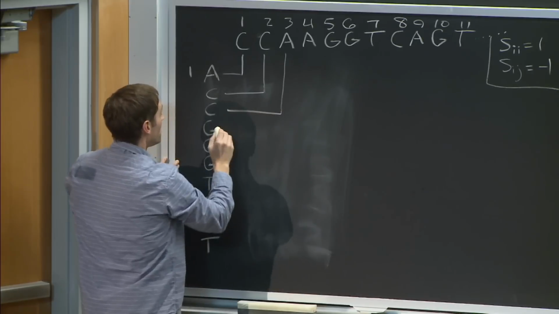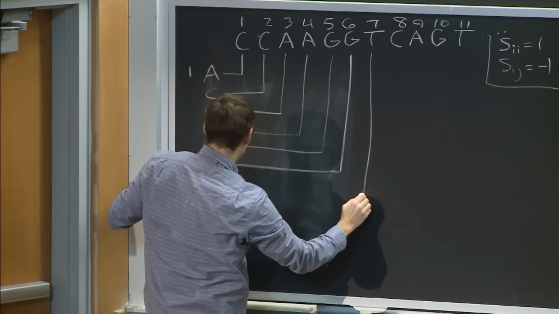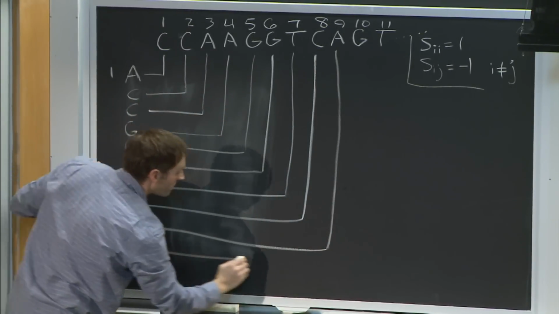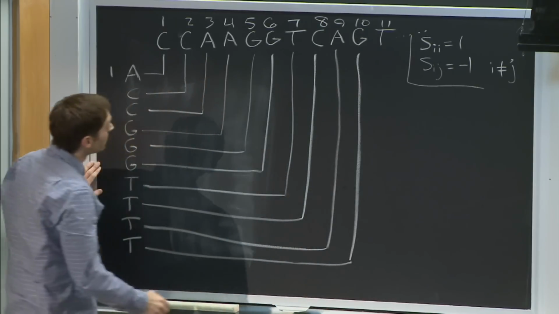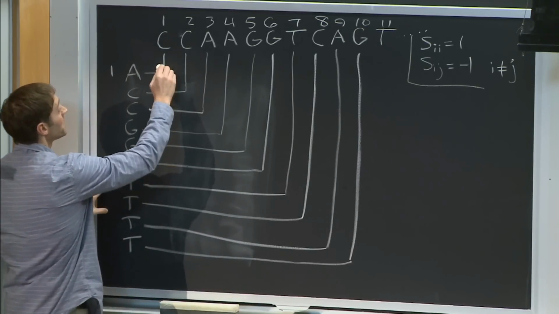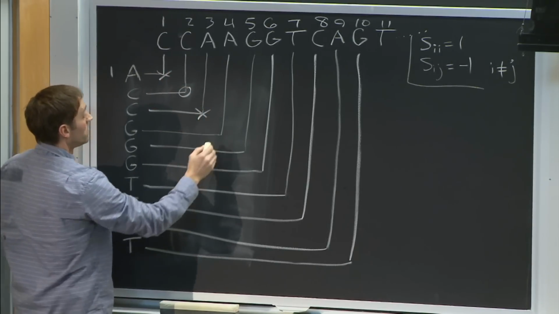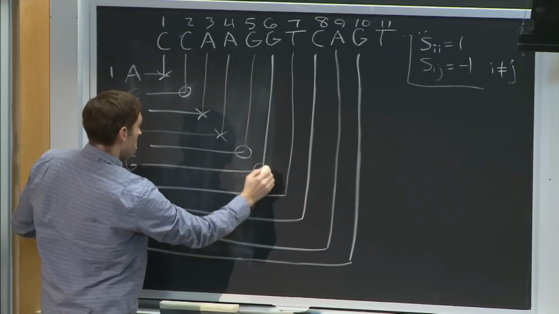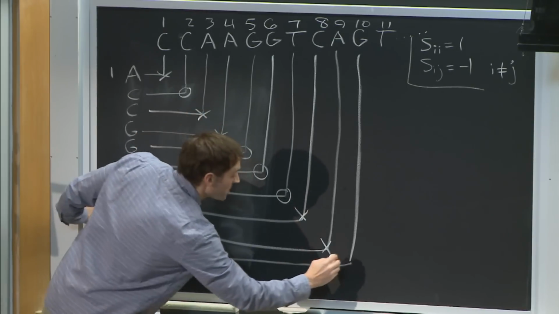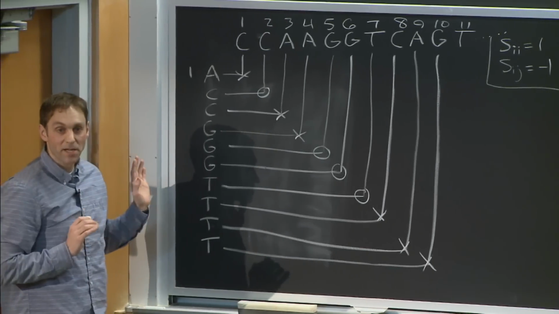I'm just going to make these little angle bracket guys here. Hopefully I won't make any mistakes. This is sort of implementing Tim's idea. I'm going to look at each of these, going down here. Now we're looking at an alignment. Is this a match or a mismatch? That's a mismatch. That's a match. That's a mismatch. That's a mismatch. That's a match. Match. Match. Mismatch. Mismatch. Mismatch.